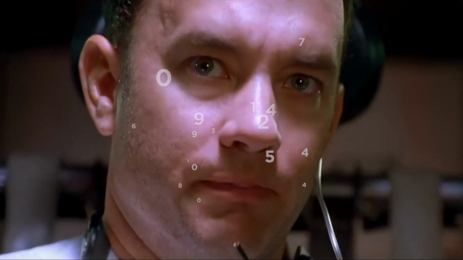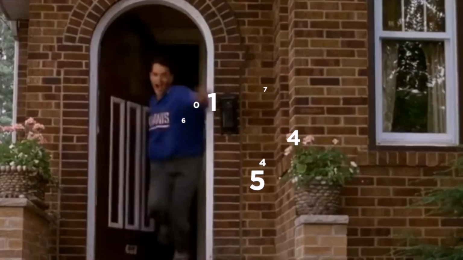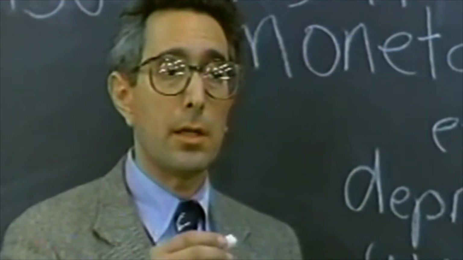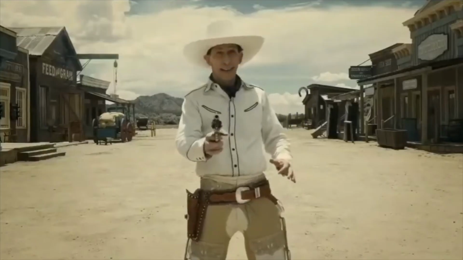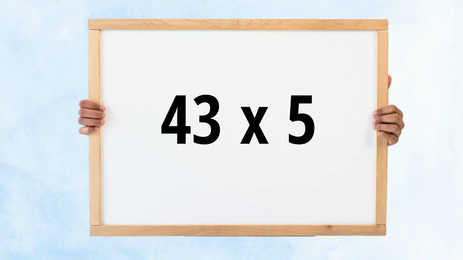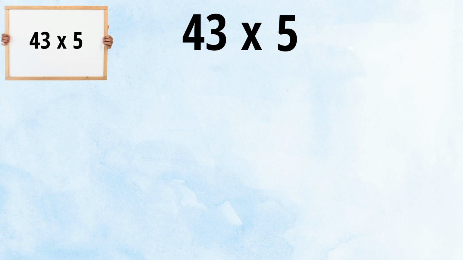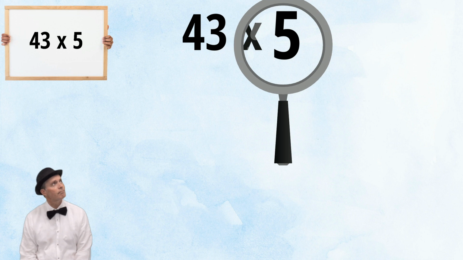Houston, we have a problem. 43 times 5. Anyone? Whilst this might seem rather tricky at first, whenever you see that you are multiplying by 5, you should start celebrating.